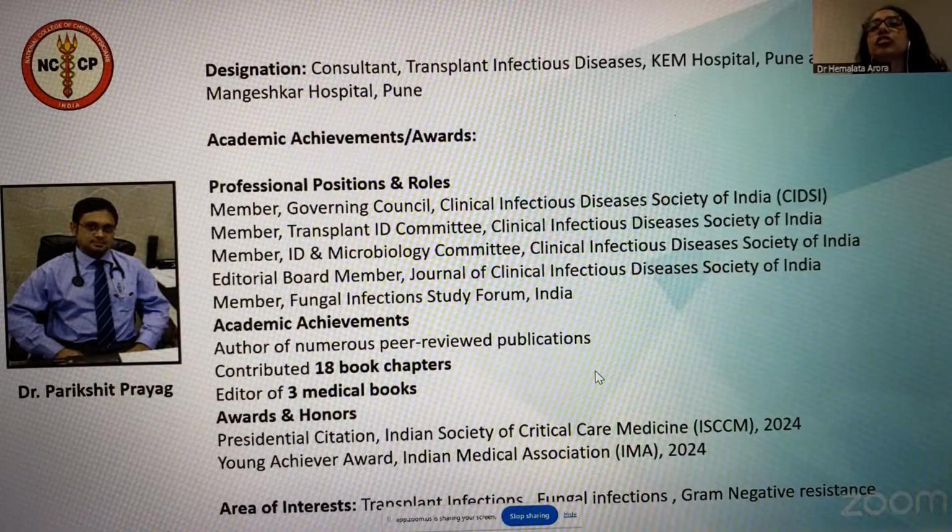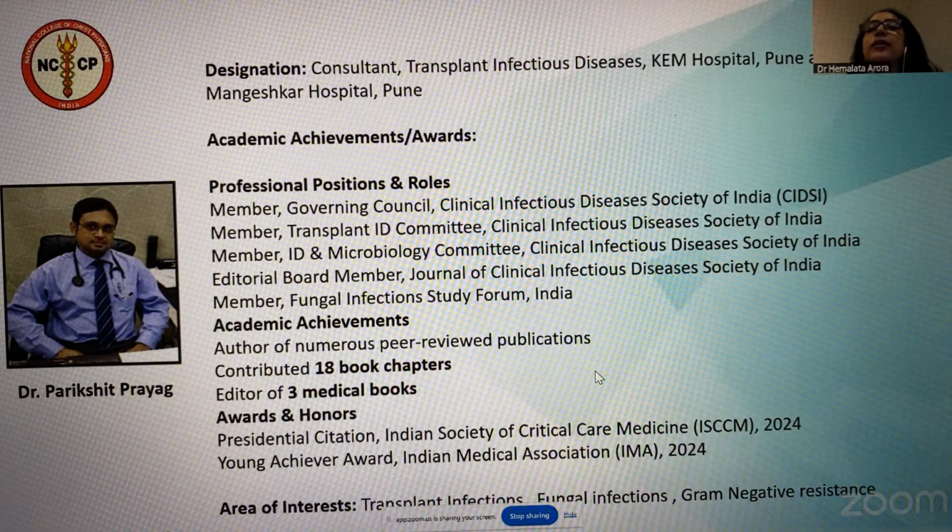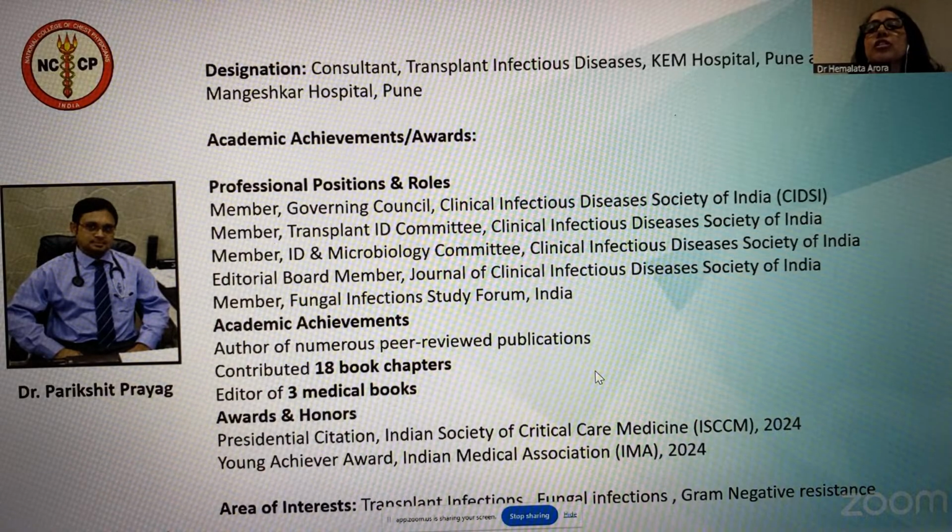He holds multiple professional positions and roles. He's a member of the Governing Council, Clinical Infectious Disease Society of India, member of the Transplant ID Committee, ID and Microbiology Committee, editorial board member of the Journal of Clinical Infectious Disease Society, and a member of the Fungal Infection Study Forum India. So he's well versed with the Infectious Disease Society of the country. His academic achievements: he's an author of numerous peer-reviewed publications. He's contributed 18 book chapters and is the editor of 3 medical books.